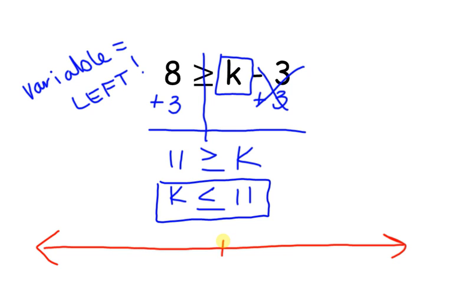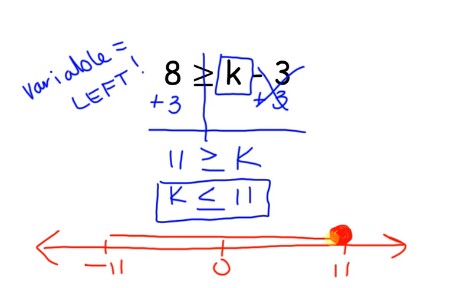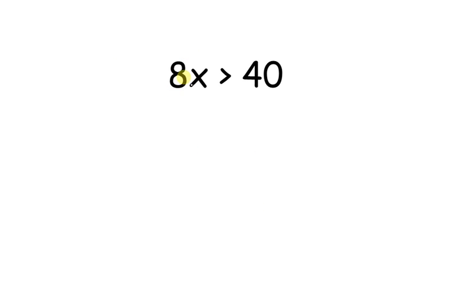Now, let's go ahead and graph it on the number line. Okay, 0 in the middle, positive 11, negative 11. We're going to have a colored in circle over here, and then we're going to go to the left, just like that. Same thing as an equation. All right, let's try this one.